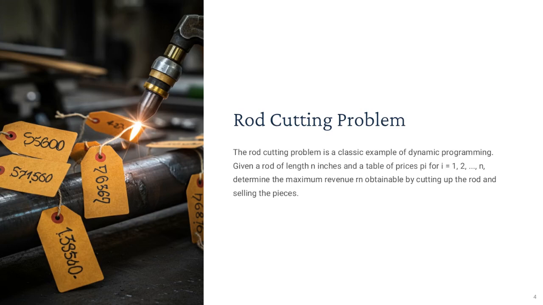The rod cutting problem demonstrates the practical application of dynamic programming. The problem involves cutting a rod of length n inches into smaller pieces to maximize the total revenue from selling these pieces. Each length has a specific price, and the goal is to determine the cuts that yield the highest revenue. For instance, suppose a rod of length 4 inches is given, and the price table indicates that cutting it into two pieces of 2 inches each provides the maximum revenue.